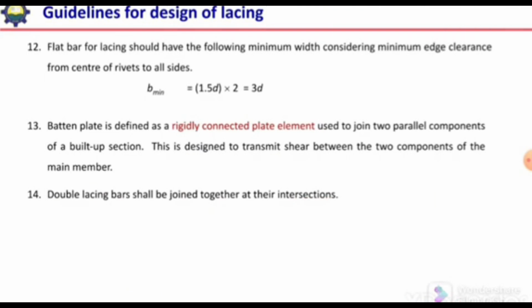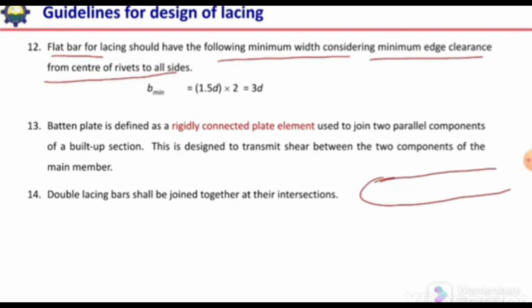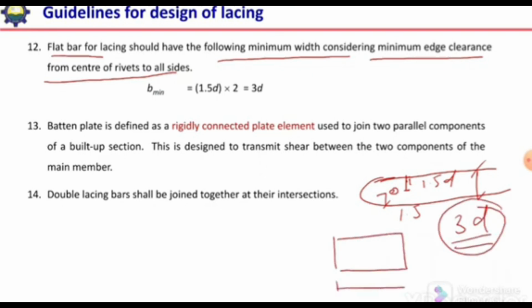The next specification is that a flat bar for lacing should have the following minimum width, considering the minimum edge clearance from the center of the rivets. So the section of the lacing element should be such that it has a clear distance from the center of the rivet or hole up to the edge. It should be 1.5 D. Similarly on this side it should also be 1.5 D. So it means the total width of the section should be equal to 3 D. So this condition should be satisfied. Meaning, if we draw the section, the width of the section should be 3 D. So B minimum should be 3 D or more.